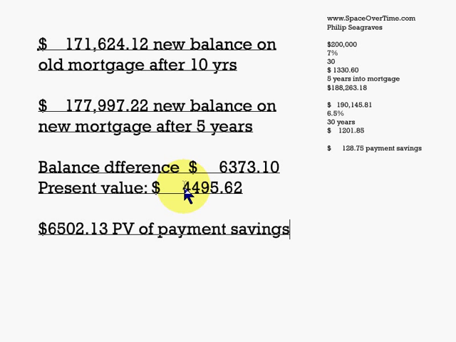So the extra balance on my mortgage 5 years from now is going to be about $4,400, about $4,500, but the present value of those payment savings is $6,500. So it's about a $2,000 difference. So in this case, I am going to refinance.